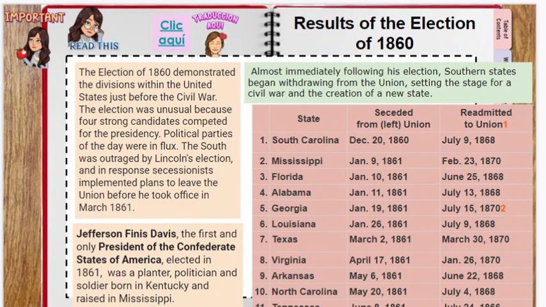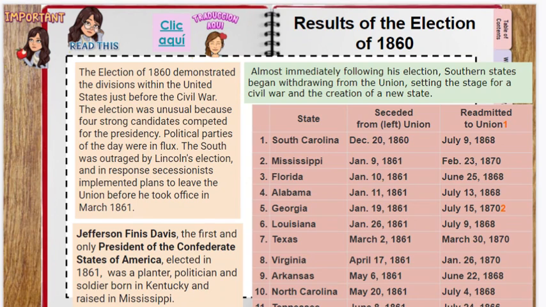Now, the results of this election, Abraham Lincoln is the winner of the election, and because of that victory, the South begins to secede from the Union. The Union meaning the United States, and secede meaning to leave. South Carolina will be the first state to leave December 20th, 1860. This is before Lincoln has even been inaugurated as the president.